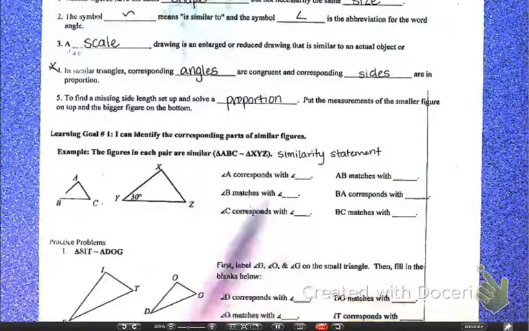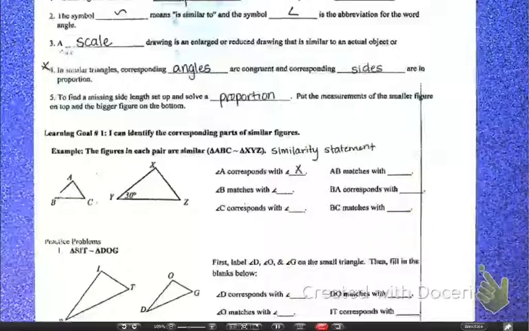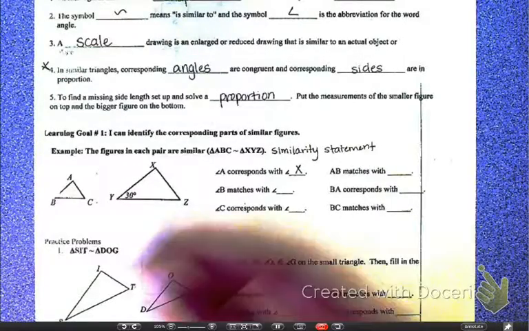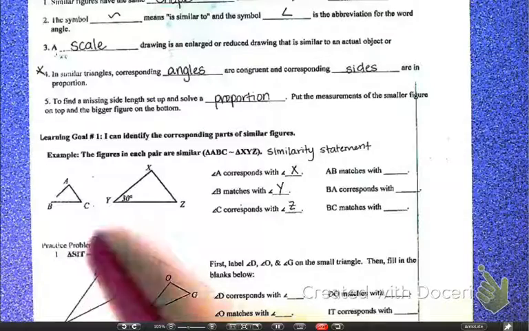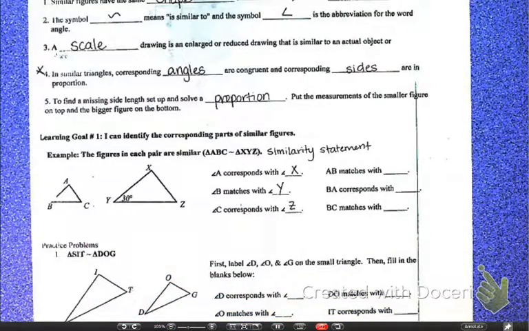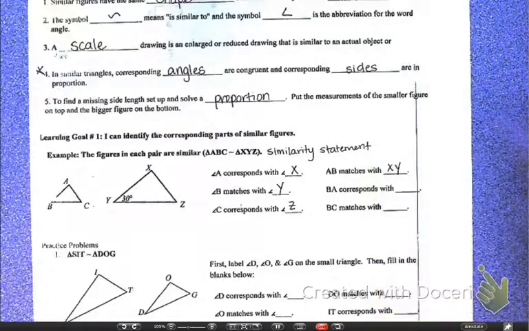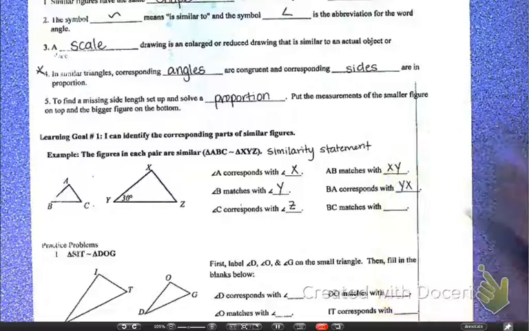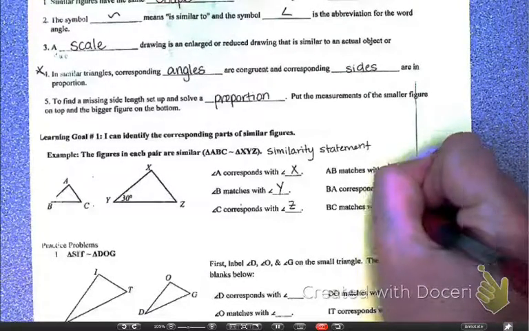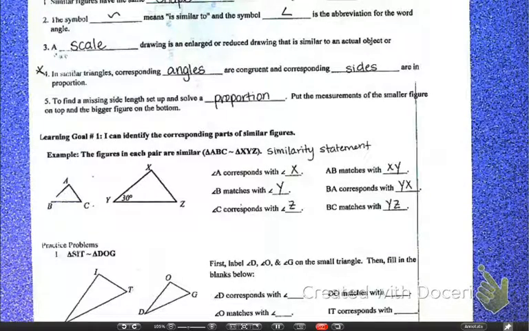So for instance, angle A would correspond with angle what? X, because A and X are in the same location. What would angle B match with? And C? Awesome. The reason we use a similarity statement versus just looking at the triangles or whatever our figure is because we could rotate the figure. It might not always sit perfectly. So if we use that similarity statement, we know for sure what matches up with what. So AB is going to match with XY. BA is going to match with good. And BC matches with? Perfect. Do you remember doing that in IM1? Yeah. Awesome.